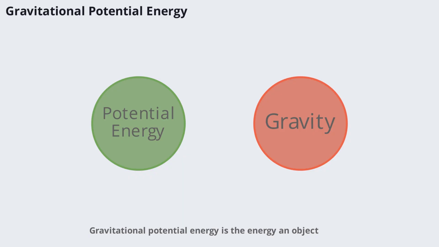Gravitational potential energy is the energy an object has because of its position in a gravitational field. The higher an object is above the ground, the more potential energy it has. When the object falls, this energy is converted into kinetic energy, causing it to speed up. This concept is essential for understanding everything from roller coasters to the motion of planets.